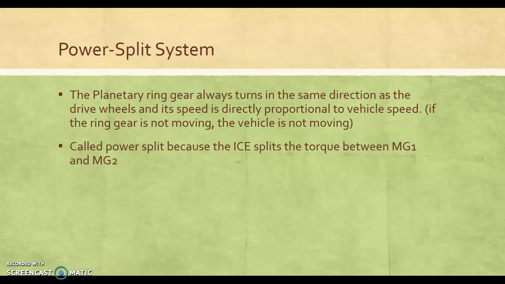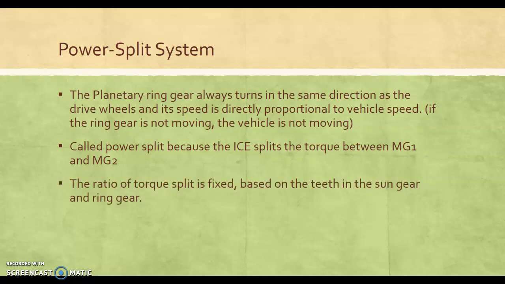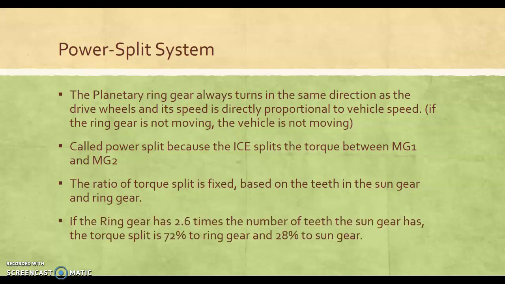Again, it's called power split because it splits the torque between MG1 and MG2 in the ICE. The ratio of torque is fixed based on the teeth on these gears. The ring gear has 2.6 times the number of teeth the sun gear has. The torque split, therefore, is 72% to the ring gear and 28% to the sun gear. And you will never need to know that to fix it, but it's just good to know how it works.